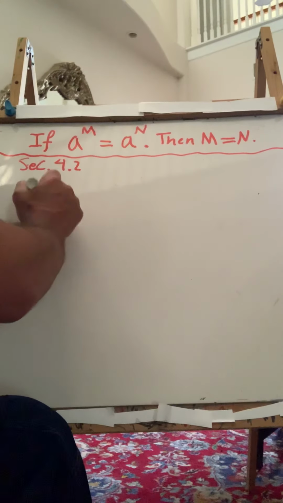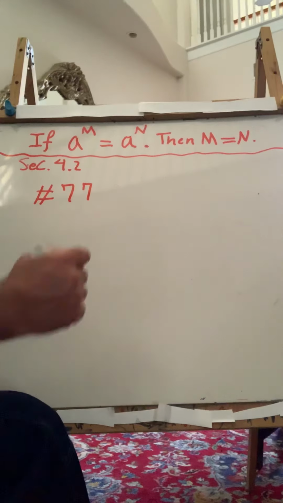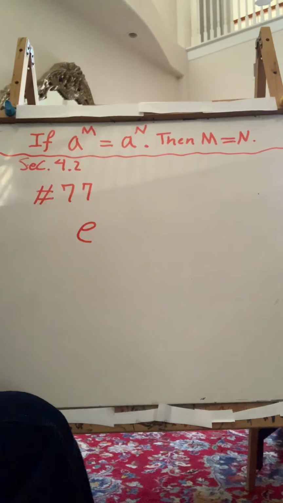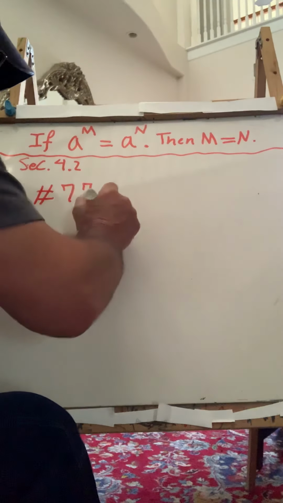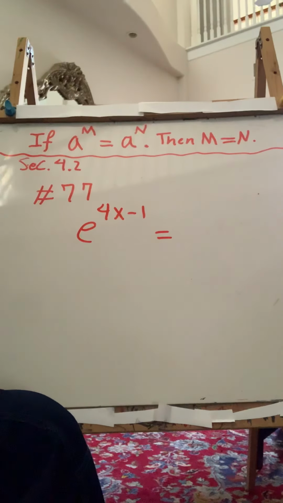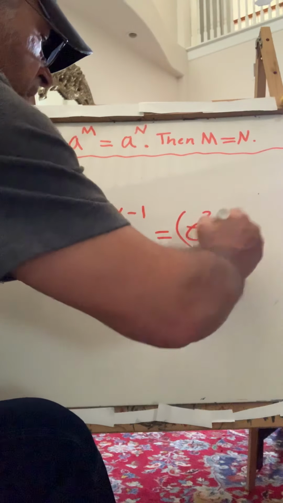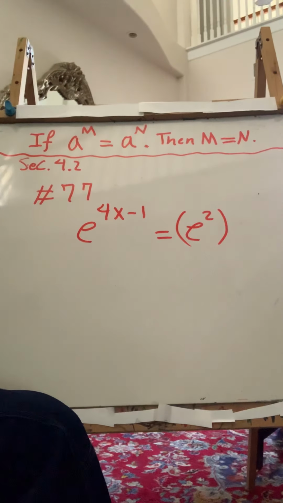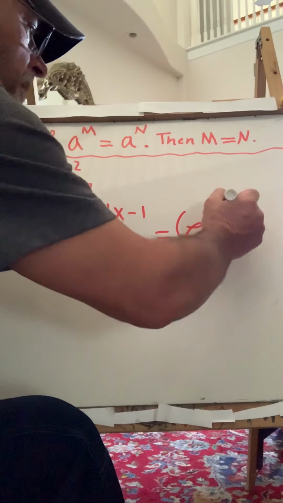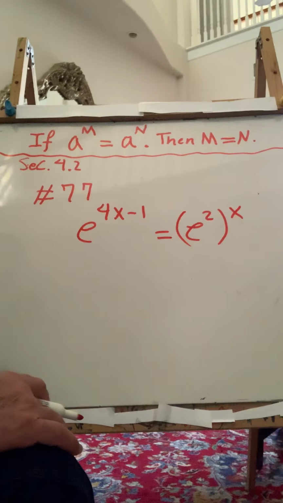This one is number 77. And it says e raised to the power of 4x minus 1 equals e squared raised to the power of x. So we want to solve this exponential equation.